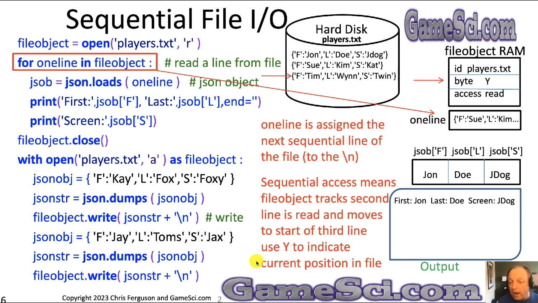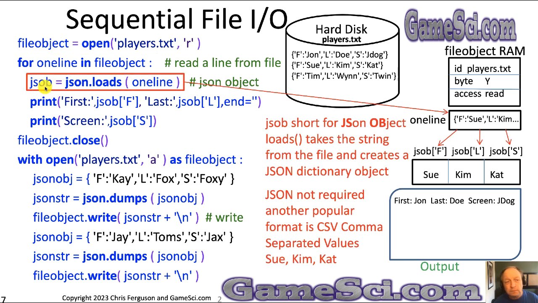Look how we use Y to indicate the current position in the file. One of the primary jobs of the file object is to keep track of where in the file we're at. We have read two lines, so this position Y indicates that we are at the start of the third line of the file at this point.